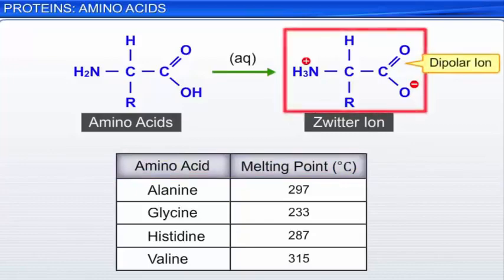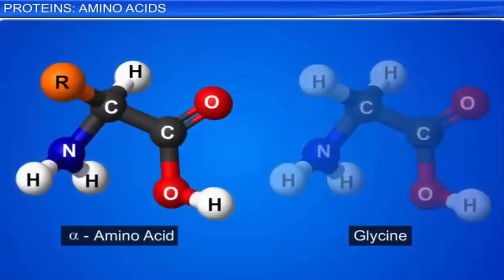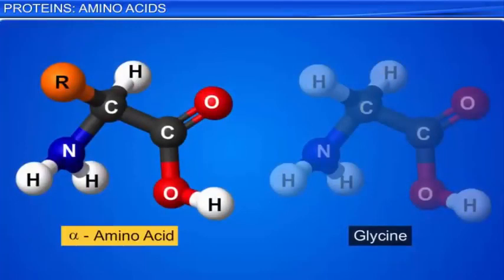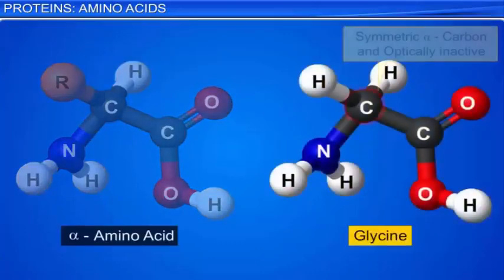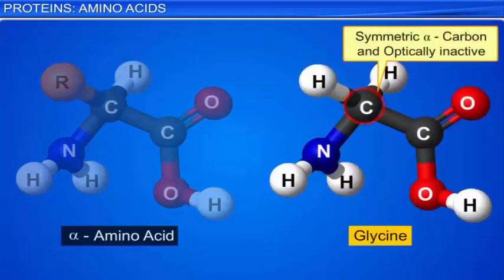All alpha or naturally occurring amino acids, with the exception of glycine, are optically active due to the presence of an asymmetric alpha carbon. Glycine does not have an asymmetric carbon and is therefore not optically active.